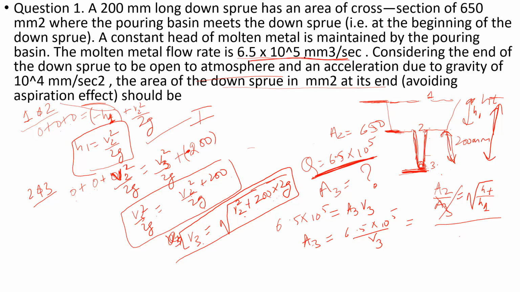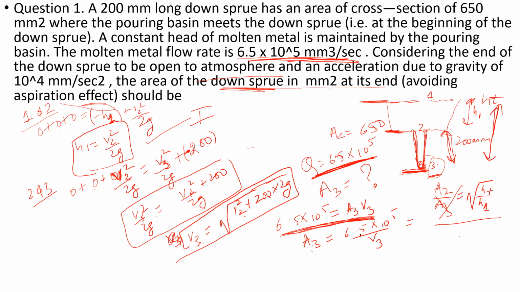Molten metal flow rate they have given right here. So Q is equal to A3 into V3, because they have asked for the area of the down sprue. And what is the down sprue area here? A3. So A3 into V3 I have taken. So A3 we have to find.